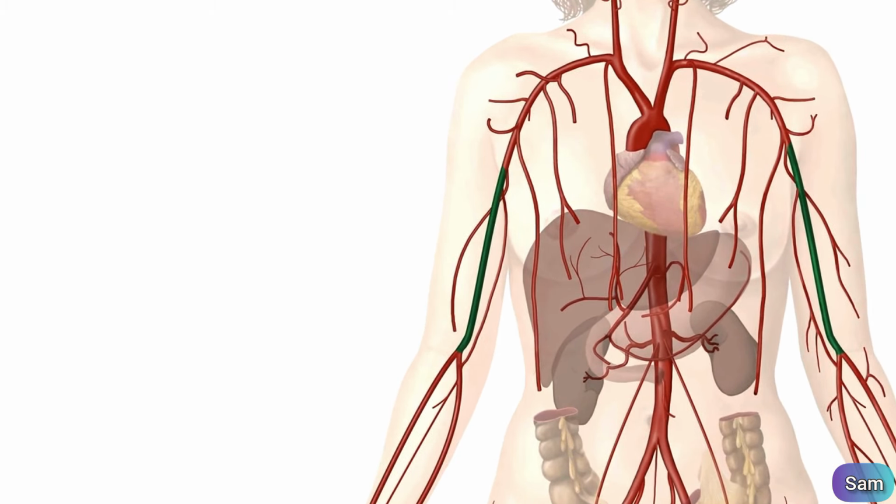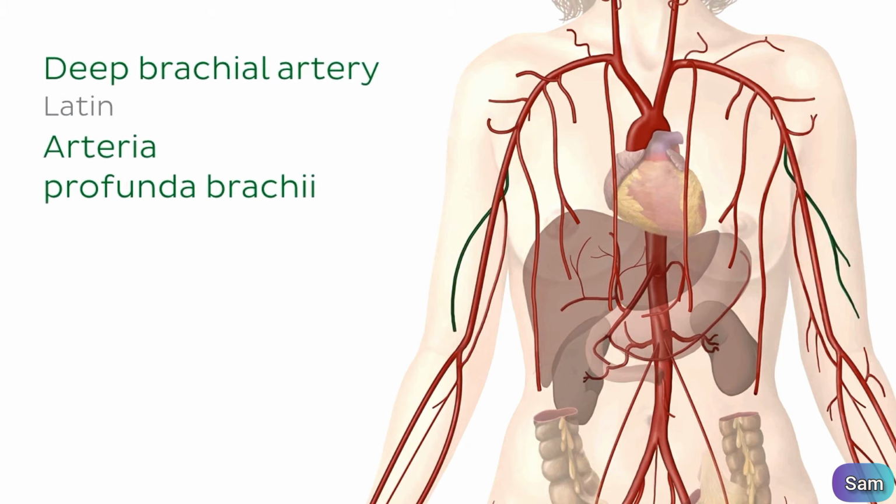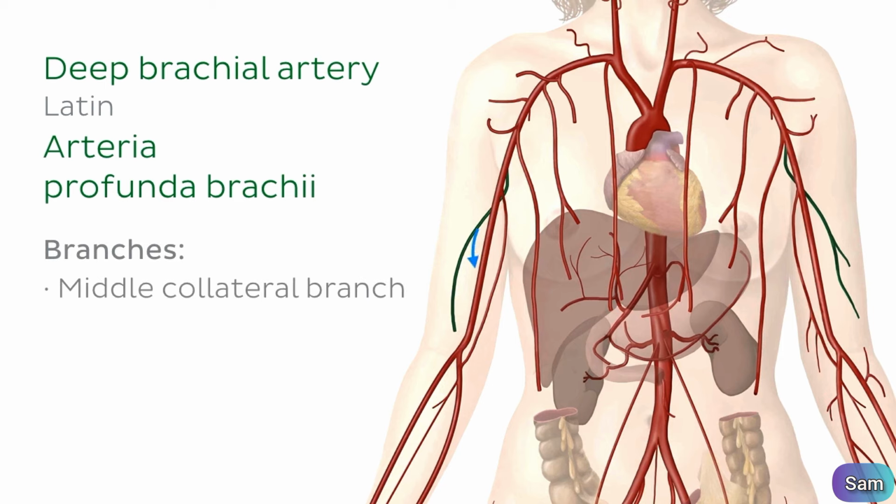The next artery we're going to be looking at is the deep brachial artery, which is a branch of the brachial artery. This artery accompanies the radial nerve along its course, and you can see the radial nerve highlighted in yellow. It passes between the medial and long heads of the triceps brachii muscle, which it supplies, and continues within the spiral groove of the humerus bone, after which it divides, giving off the middle collateral branch and radial collateral branch. And you can see both of those on our image.